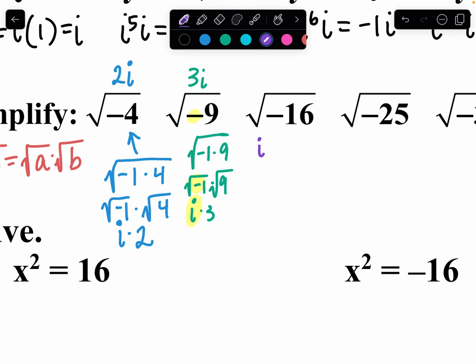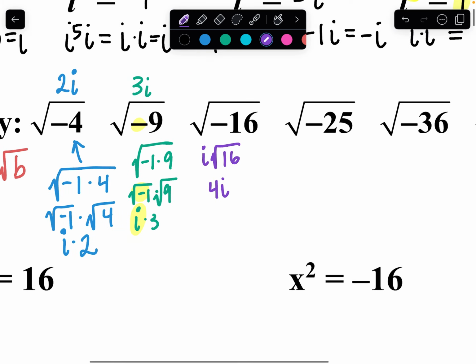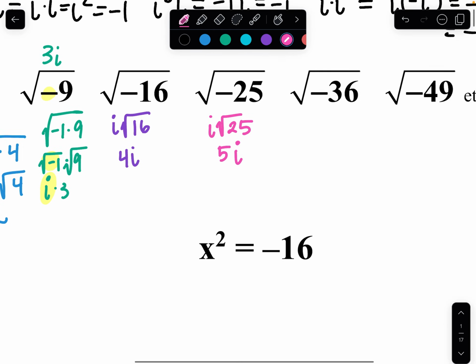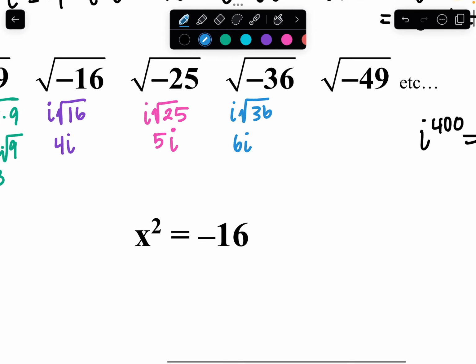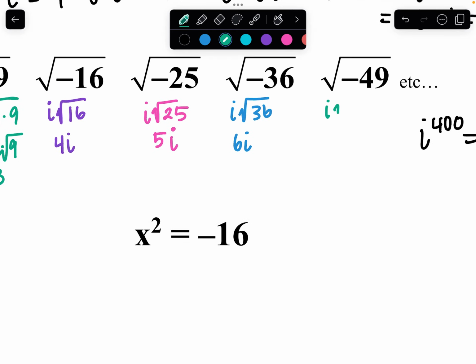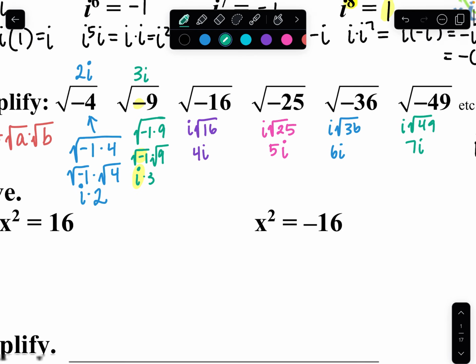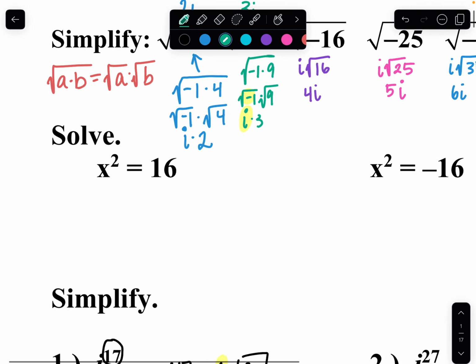So for this next one, I know it's going to be i square root of 16, which would simplify to 4i. Here I would have i square root of +25, which would be 5i. Here I have i square root of 36, which is 6i. And then here i square root of 49, which is 7i. So essentially, if you see a negative under the radical, you just take an i out and treat it like a positive. And so this helps us solve quadratic equations.